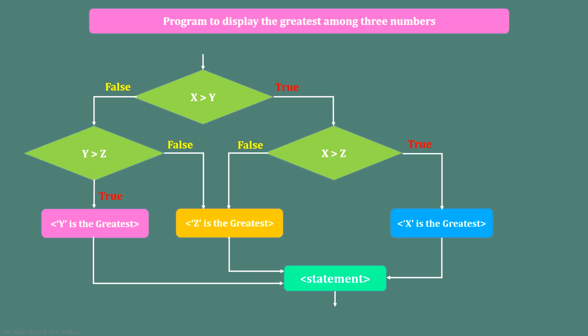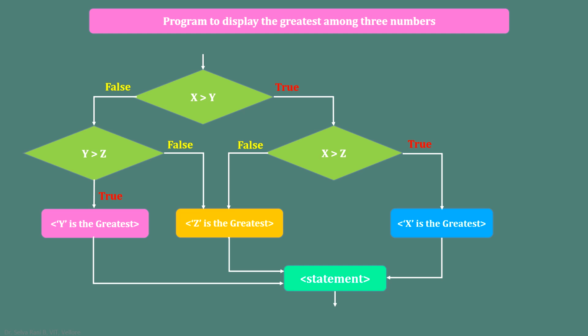Let's see a very simple example to understand the concept of nested if. To display the greatest among three numbers, let us assume that we are going to read three numbers X, Y and Z from the user, and we are going to check which is the greatest among the three. So let's have the first condition. Let us check if X is greater than Y. Let us assume that X is greater than Y.